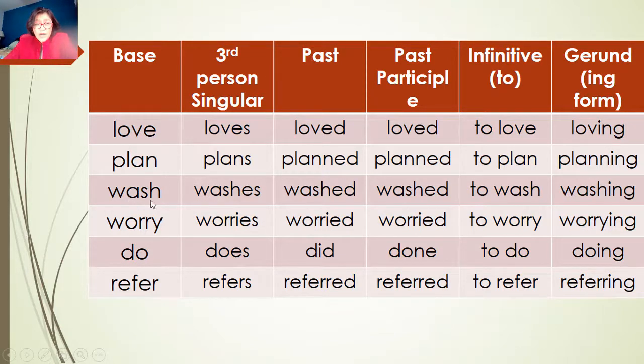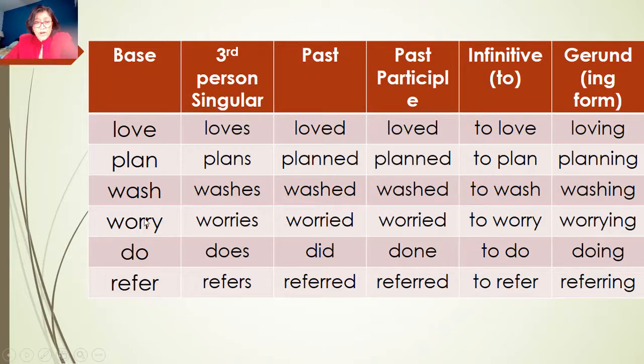Wash. Whenever we have words that finish with an SH, CH, or X, or S, or double S, so whenever it's difficult to pronounce an S at the end, we add ES, right? Wash, washes, because to pronounce wash, S, it's just too much, no? We actually pronounce the S, right? Wash, washes. Washed, this is a regular verb, washed, to wash, and washing.